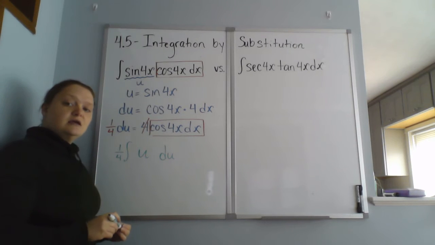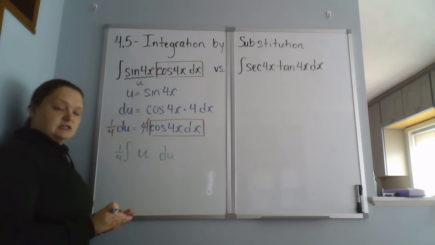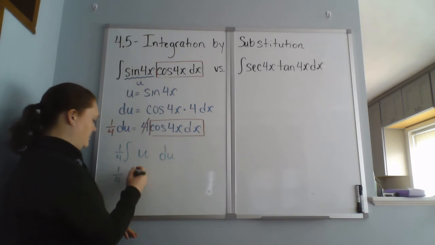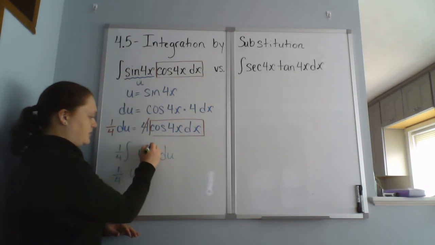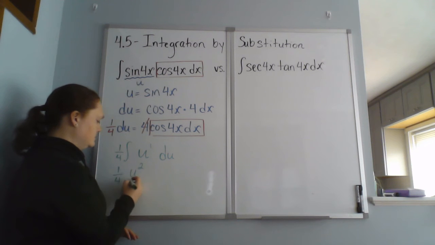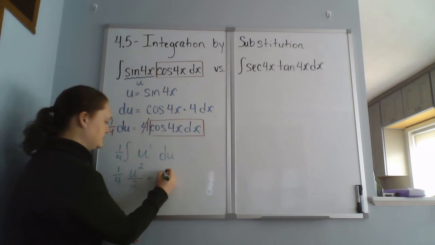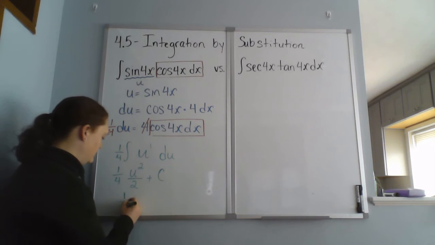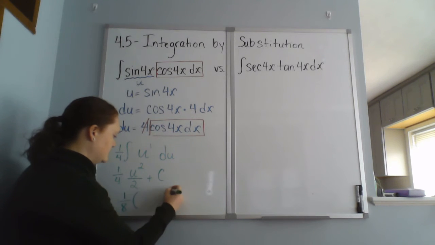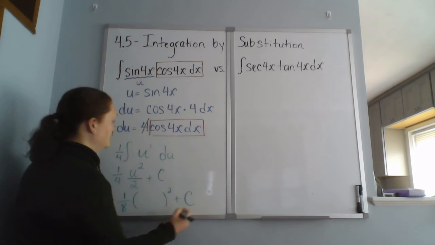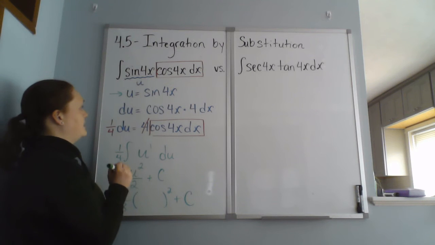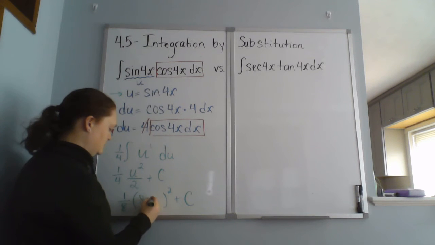So we have a pretty simple function to find the antiderivative of now. Keep the constant, keep the variable, add to the exponent. Keep in mind that's a 1, so this becomes a 2 over 2 plus c. 1/4 and 1/2 becomes 1/8. And then we have u squared plus c. And our u, we had chosen this right here, sine 4x. And this is as far as you need to go.